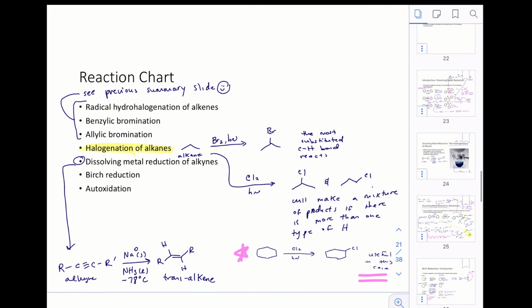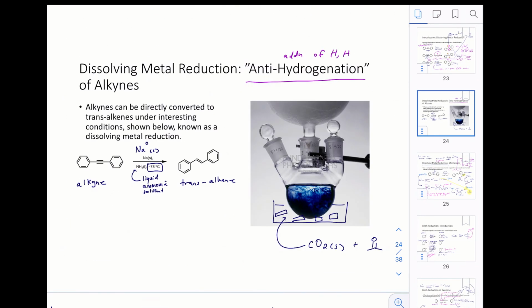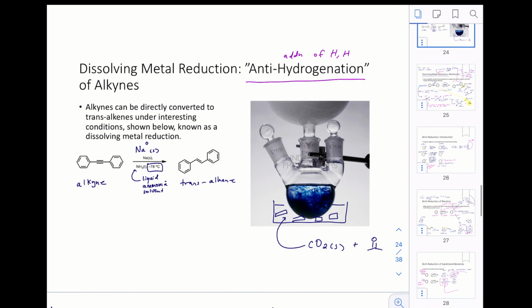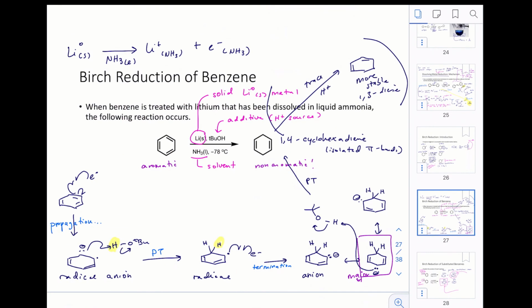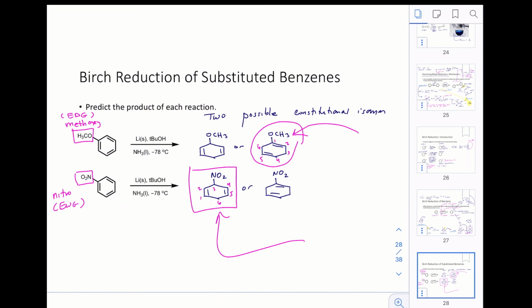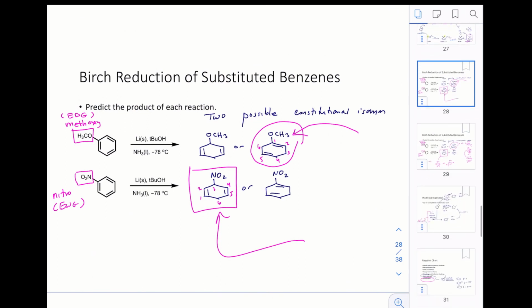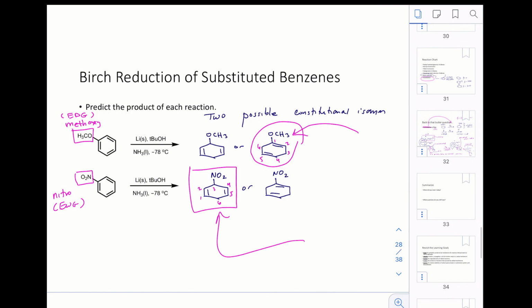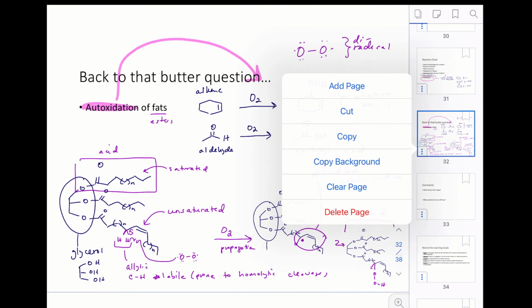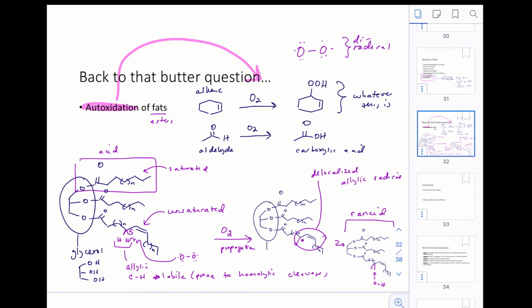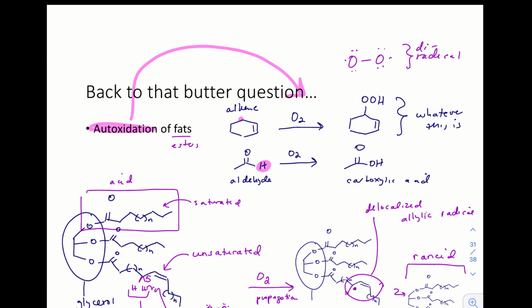We learned the dissolving metal reduction reaction to generate a trans alkene from an alkyne. The Birch reduction, where benzene was reduced to a 1,4-cyclohexadiene. We learned about substituent effects. And finally, super exciting, autooxidation, just the radical oxidation of alkenes at the allylic position, or even aldehydes at the aldehyde carbon, the carbonyl carbon, to generate carboxylic acids. And we learned that this process is responsible for fats going bad.